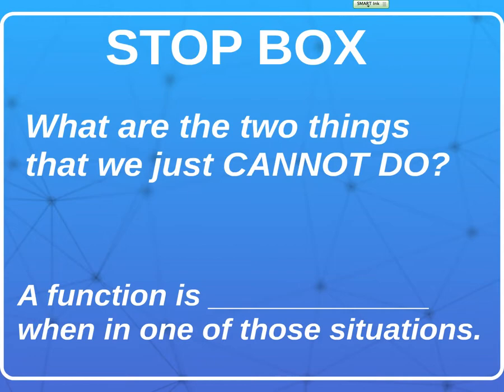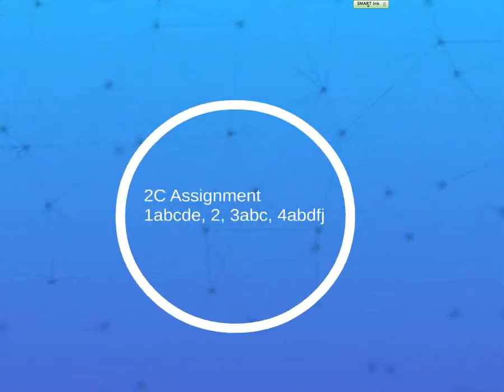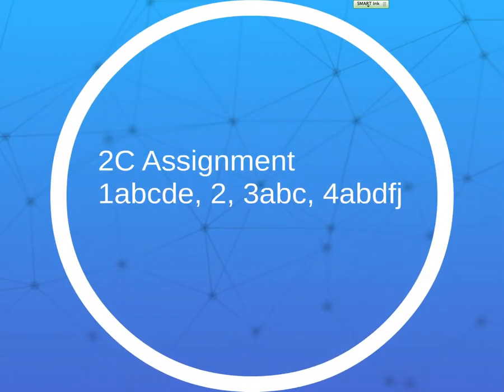Just like if they're in your stop box, then you can look to that page and you can know exactly. And then a function is blank when in one of those situations. What do we call a function if we try and do one of those two things? Absolutely. A function is undefined if we divide by 0. And a function is undefined if we try to square root a negative. And then here we go. I would like to take any of your questions from yesterday's assignment after you guys get a chance to write this down.